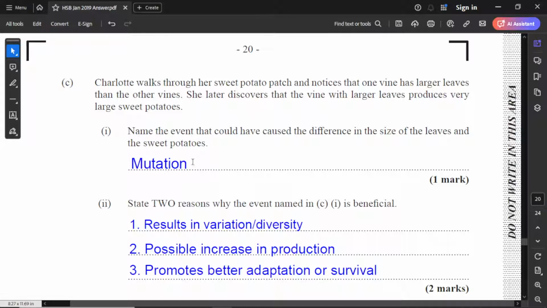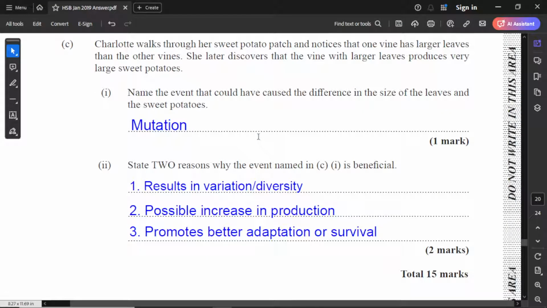Mutation could cause it. And there's a reason why I was emphasizing one vine, because it's only one occurrence out of all the patches, all the potatoes within the patch. So since it's only one, it has to be some form of mutation, a genetic mutation that is.